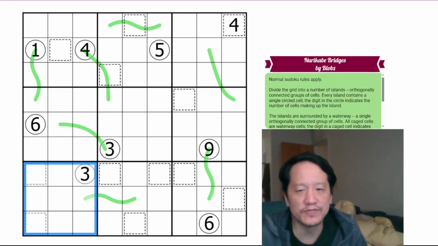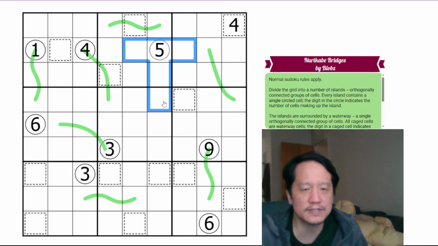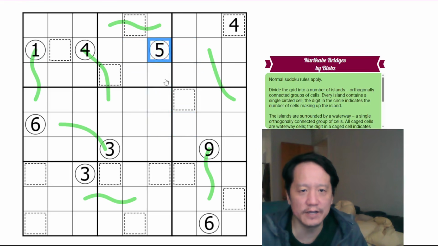We also need to divide the grid into a number of islands, which are orthogonally connected groups of cells. Each island contains a single circled cell, and the digit in the circle indicates the number of cells making up the island. So for this 5, that means the island must be 5 in size. You could have an island something like this, or it could just be a long line, or a line like that.